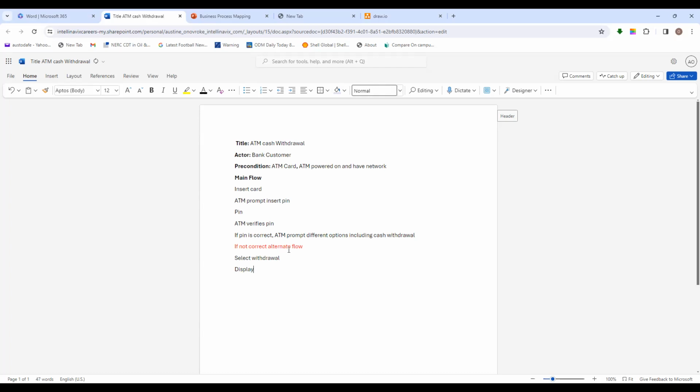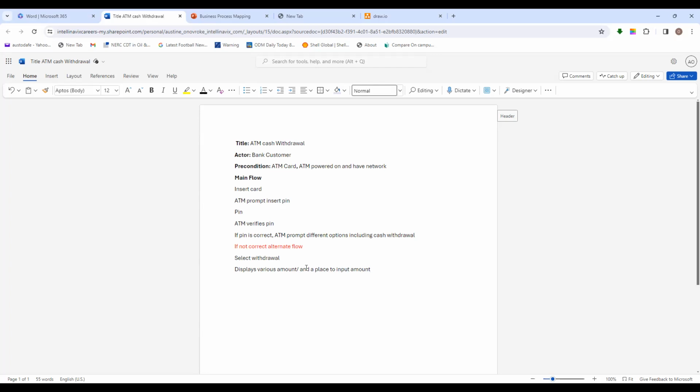Display various amounts and a place to input amount. Is that the flow? Yes. Okay, let's go ahead. Are we clear to this stage, please, everybody? Yes. All right.